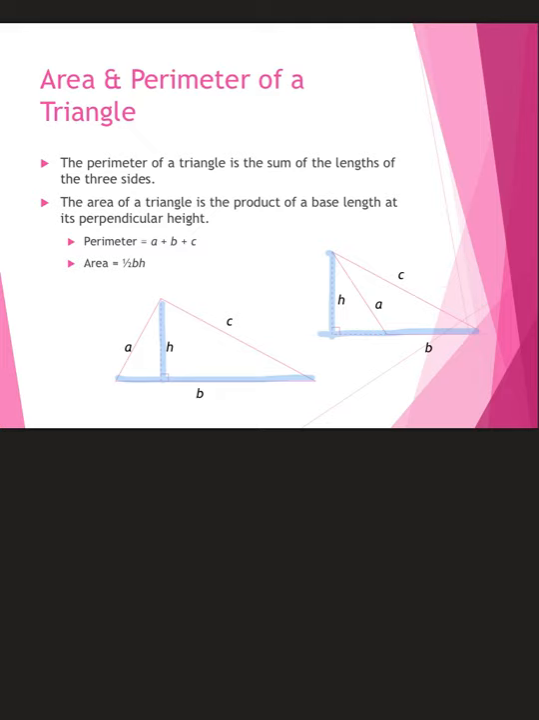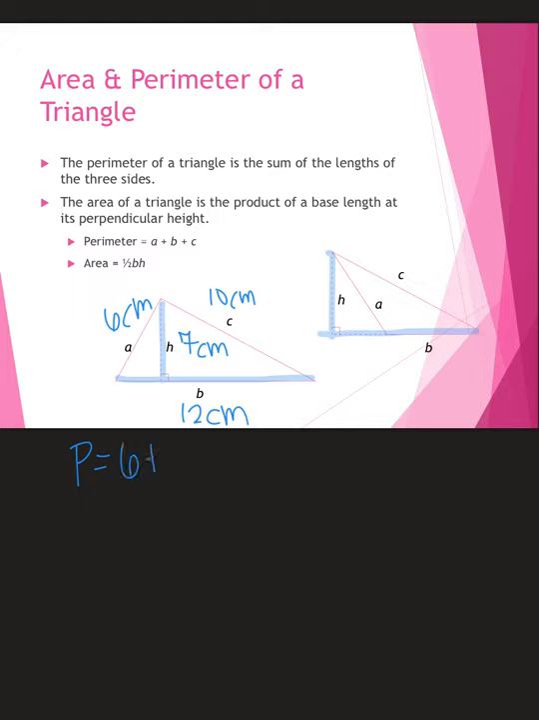So it's going to be perimeter is just A plus B plus C, and area is 1/2 base times height. So let's do an example here. So let's say that this first triangle has a height of 7 centimeters. Let's do 10 centimeters. 6 centimeters. So to do the perimeter, of course, we're just adding up those outsides.